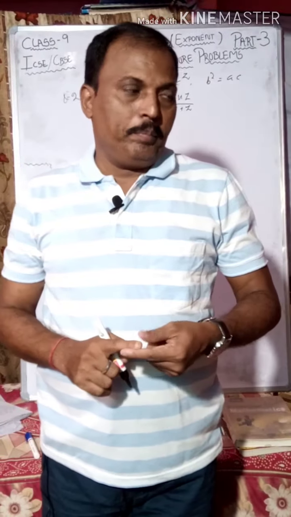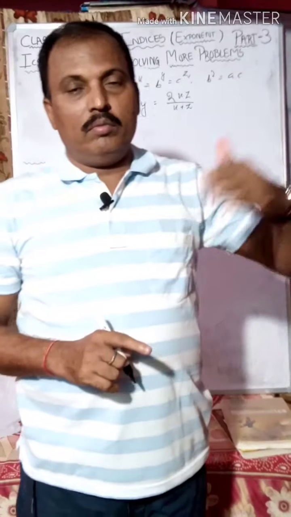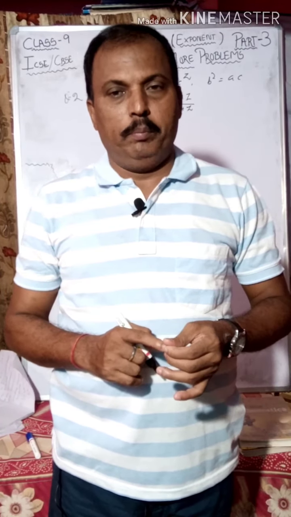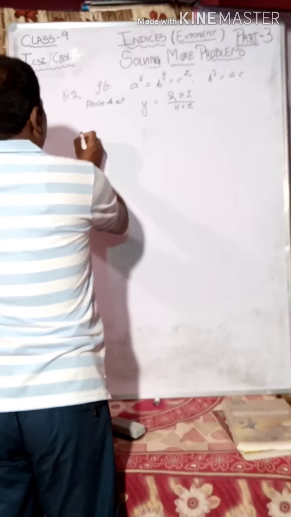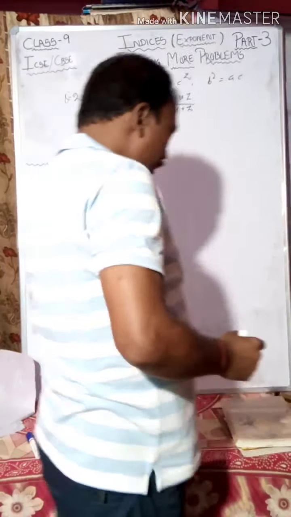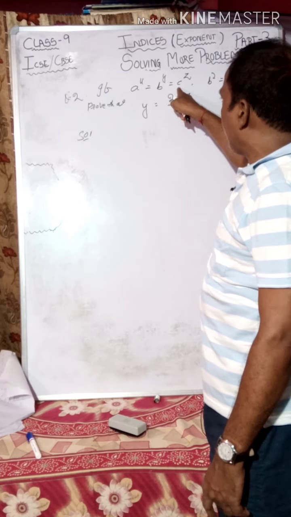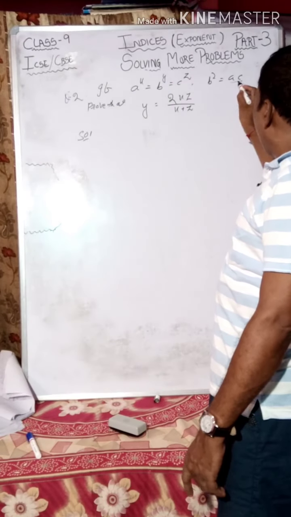Whatever it may be, it looks like a complex problem, but it is not complex, it is a very easy problem. Now our given points, the solution. Now look at what our points are. a to the power x is equal to b to the power y is equal to c to the power z. Also, b square is equal to ac.